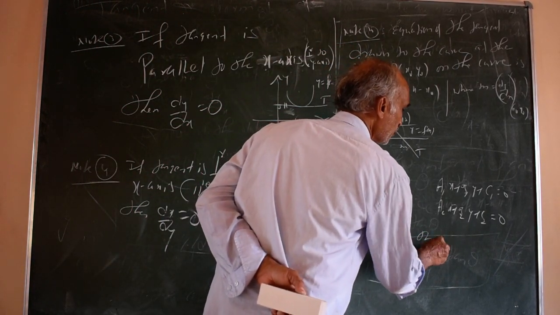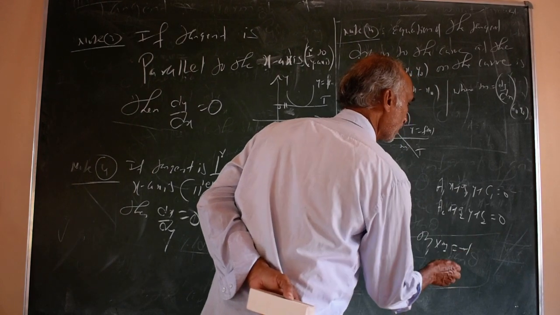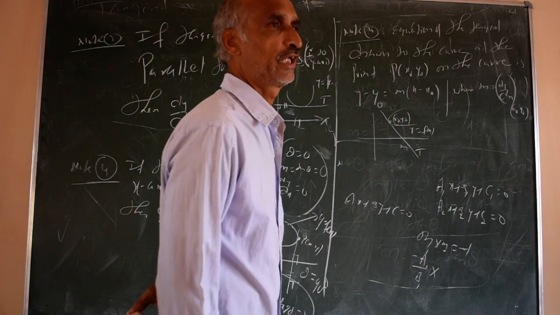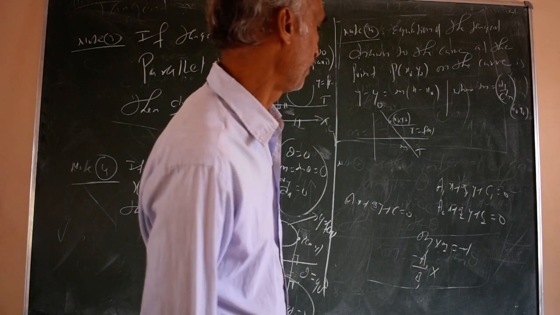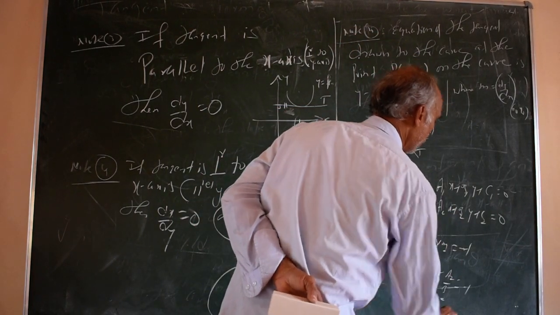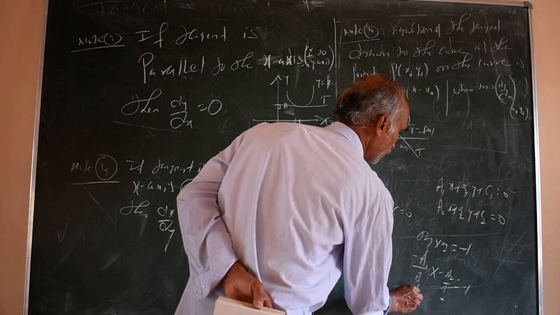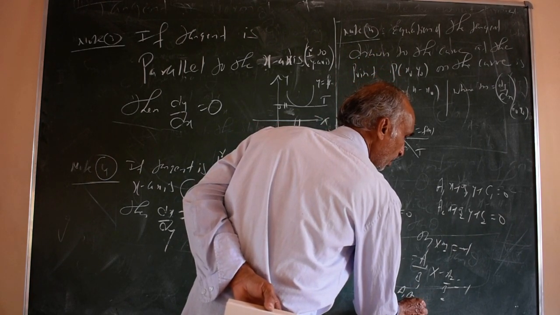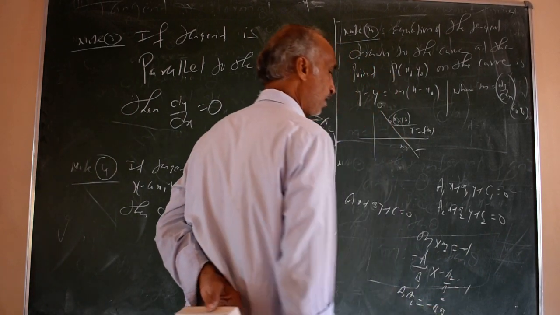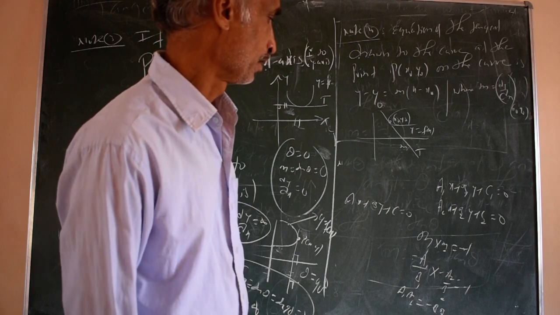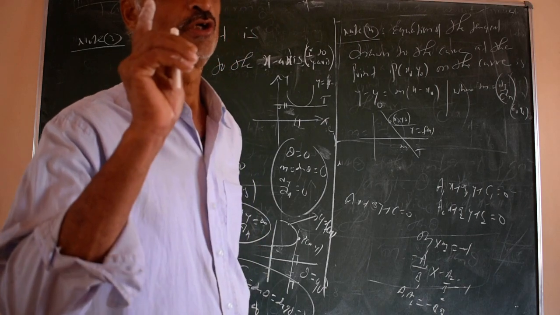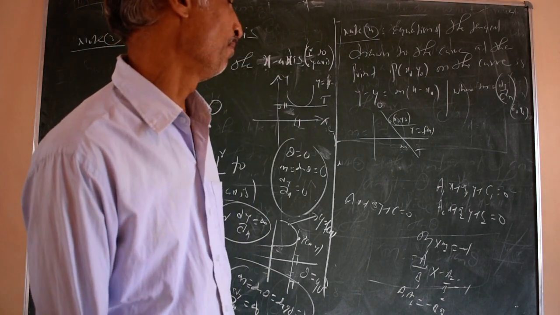So m1 into m2 is minus 1, that is m1 is minus a1 upon b1, since the slope of a line ax plus by plus c is minus a by b, into m2 is minus a2 upon b2, equals minus 1. Minus into minus is plus, therefore a1 into a2 upon b1 into b2 is minus 1. Cross multiplied, minus b1 b2. Then shifting the minus to this side, a1 a2 plus b1 b2 is 0. That was the equation. Simple equation.